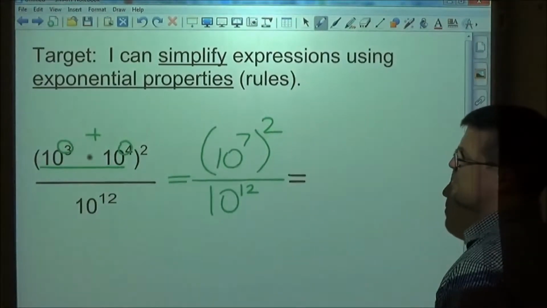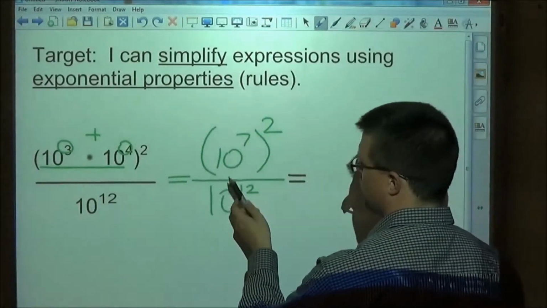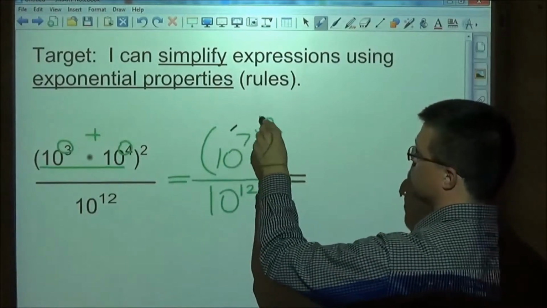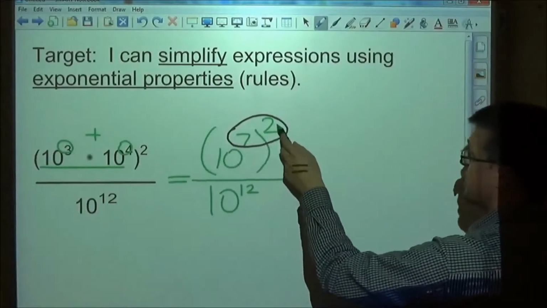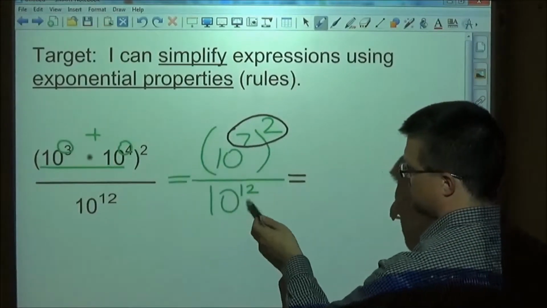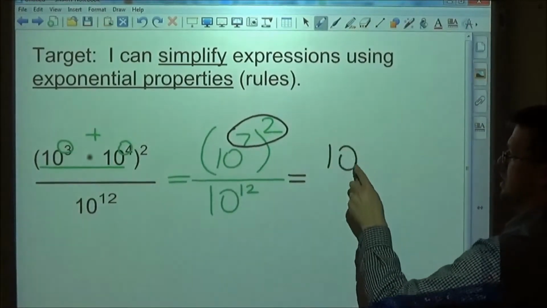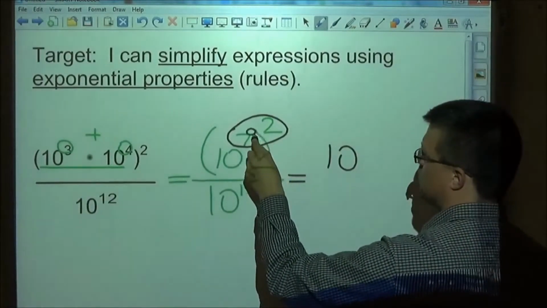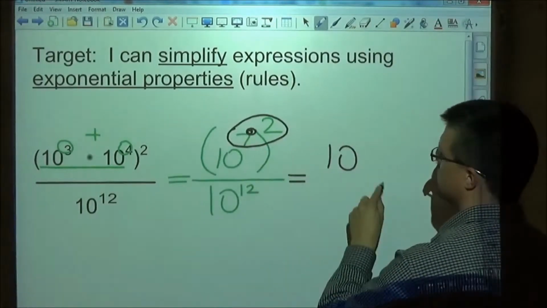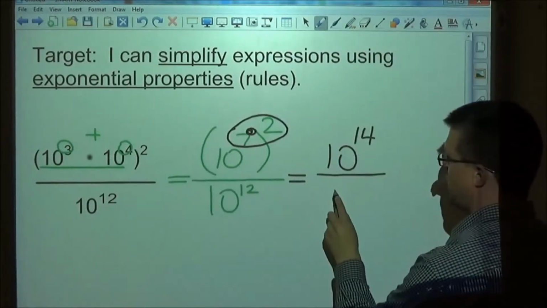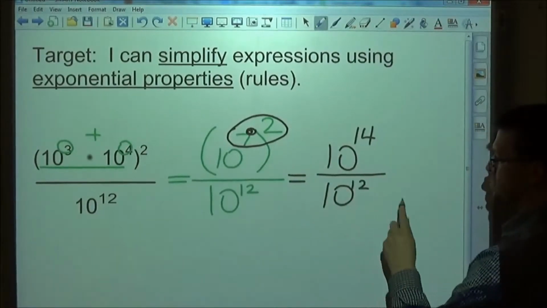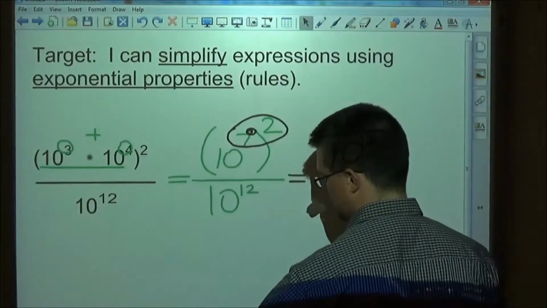Our next step, are we going to do the quotient rule or the power of power rule, which we have right here? Well, we're going to do the power of power rule because we need to clean up here before we can mess with this 10 to the 12th power. So we're going to do the power of power rule, which means we're going to multiply 7 times 2 to see what that 10 is really to. It's to the 14th power. Then we're going to divide it by 10 to the 12th power, excuse me.